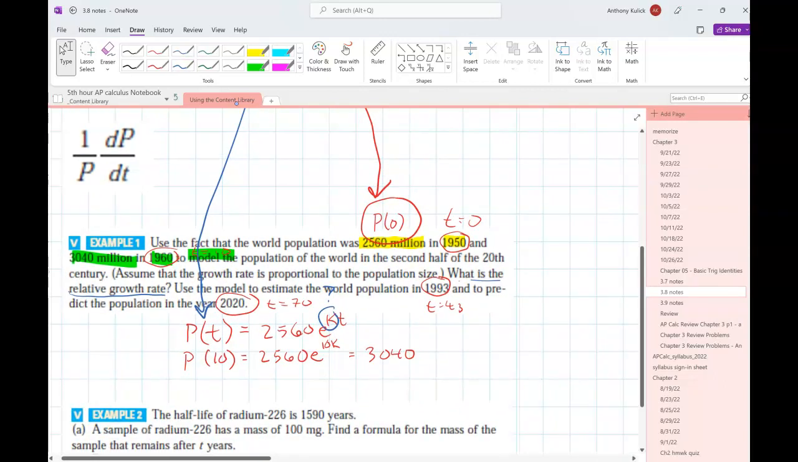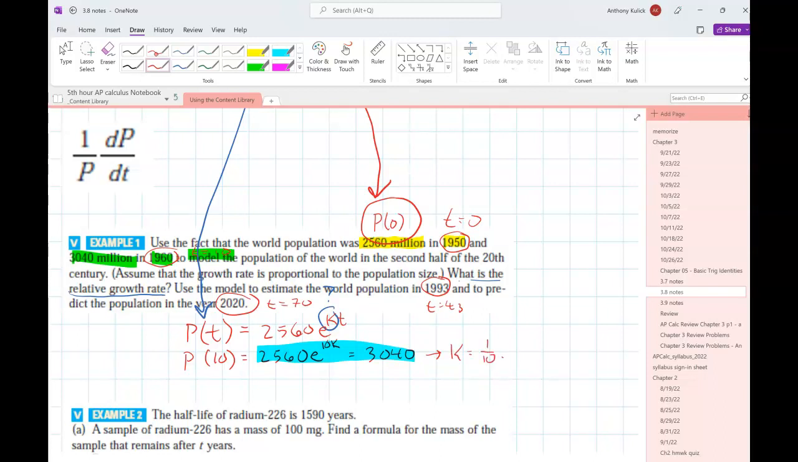Okay, to solve for k, I have this equation. What do I need to do? Divide both sides by 2,560, then what? Do the natural log of both sides, and then what? Divide by 10. Good. And then that's calculator time.